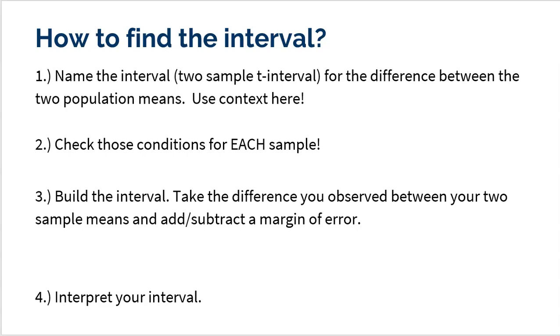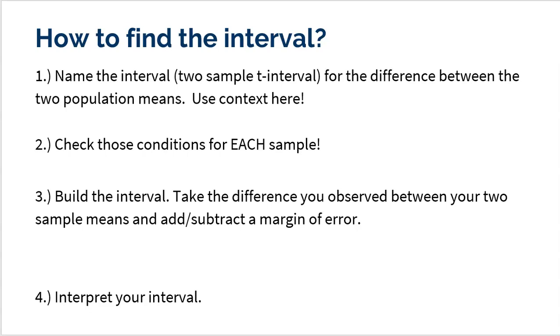Next, we have to check the conditions because even though we can't build that sampling distribution, we're still envisioning that it does exist. So we do have to check the conditions for that sampling distribution to be built, and we have to make sure the conditions are checked for each sample. Finally, we have to build the interval. This is actually the easiest part.